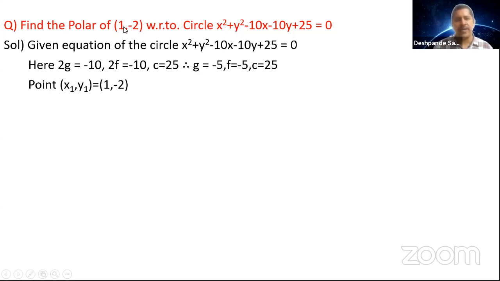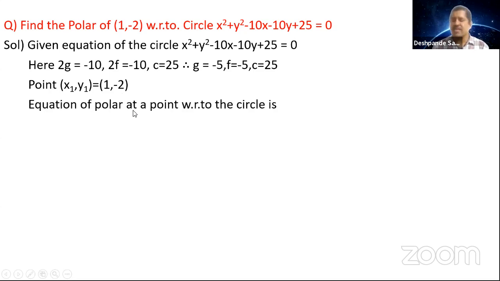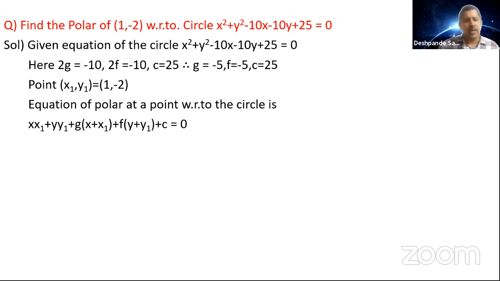What is the point? The point is (1, -2). So x1 value is 1 and y1 value is -2. As it is, substitute these values in the equation. What is the equation of the polar? S1 is equal to 0: xx1 plus yy1 plus g times (x plus x1) plus f times (y plus y1) plus c is equal to 0. Now, what is the value of x1, y1 here, and what is the value of g, f, c? Substitute these values and get me the equation of the polar. I'll give 15 to 30 seconds.